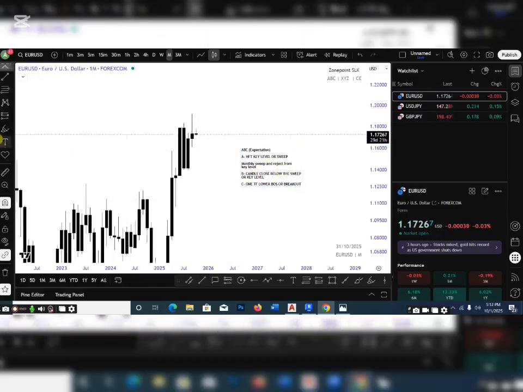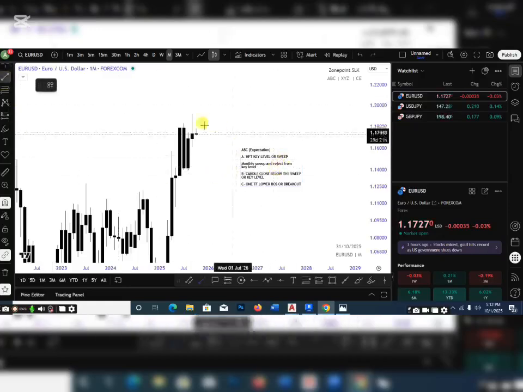Just go through it. A is higher time frame, key level or sweep. B, candle close below the sweep or key level. C, one time frame lower, break of structure. The one time frame lower is 1 day. The higher time frame sweep or key level is monthly and weekly.